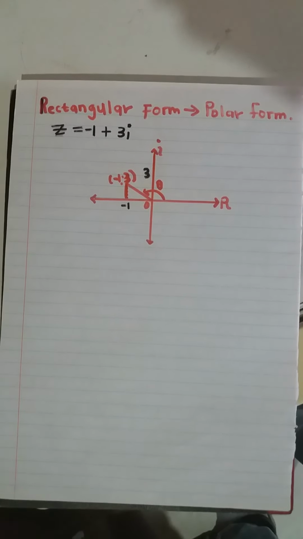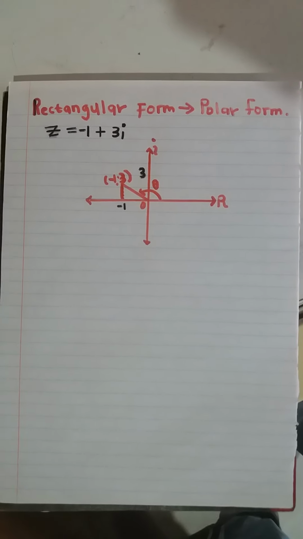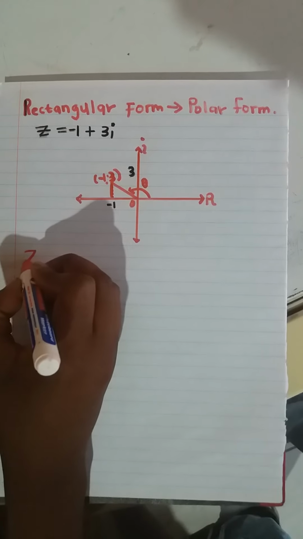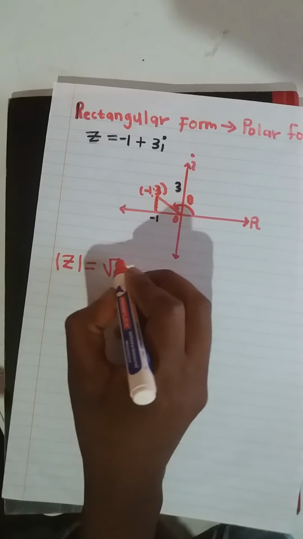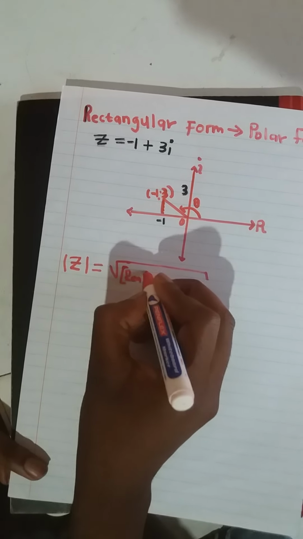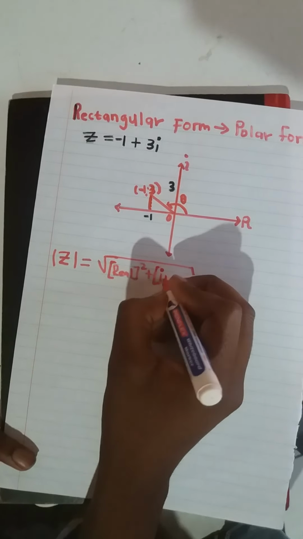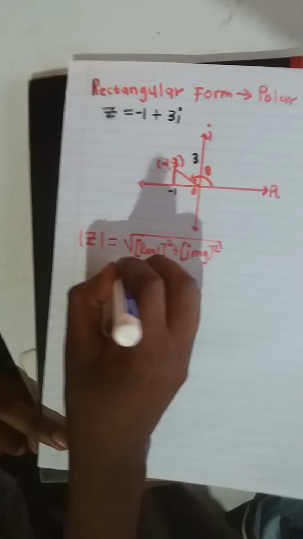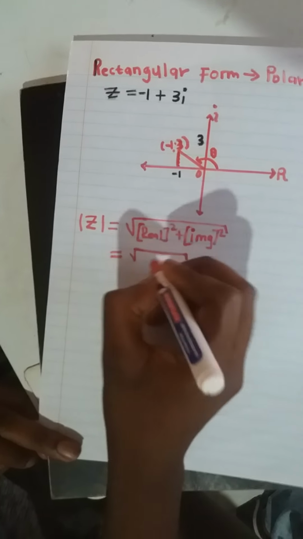Okay, so the first thing that we're going to do is to find the modulus or the radius or the distance, which can be expressed in the form of z. Modulus of z is equal to the real part squared plus the imaginary part squared. Okay, so what you're going to do is that we only take the values for real.